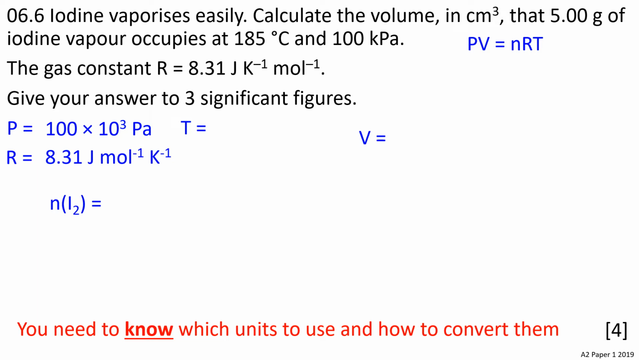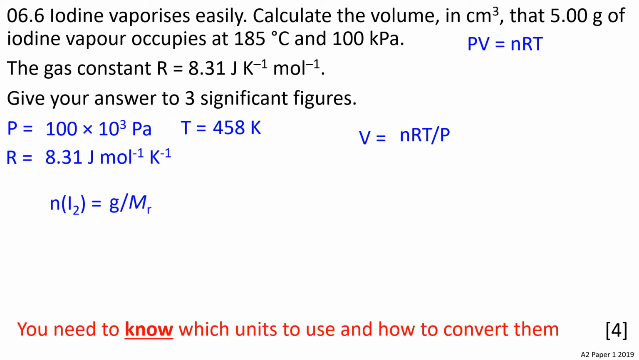The gas constant R is given to us in the question, so use what you're given in the question, 8.31 for the gas constant. And the temperature is given in the question in degrees Celsius. We had to convert that to Kelvin. So to convert from degrees Celsius to Kelvin, we add 273. There's the rearrangement of the ideal gas equation with V as the subject.